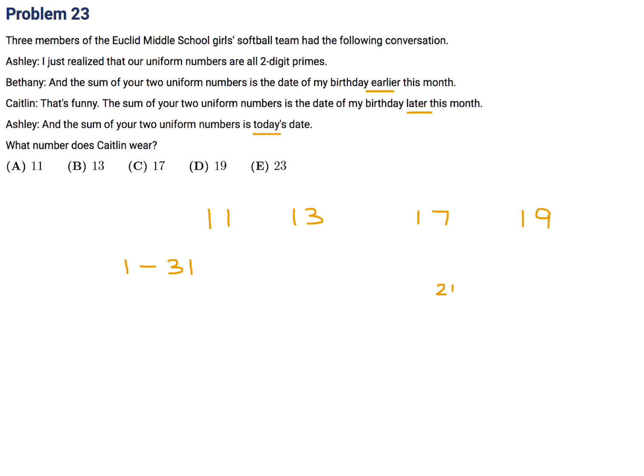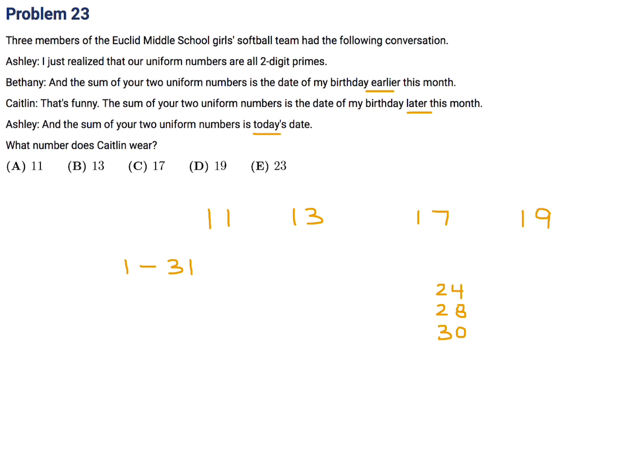Okay, so what are the possible sums? 11 plus 13 is 24, 11 plus 17 is 28, 11 plus 19 is 30. Do we get any different sums? 13 plus 17 is 30, 13 plus 19 is 32, and that's over, and 17 plus 19 is 36. So these are the only possible dates.